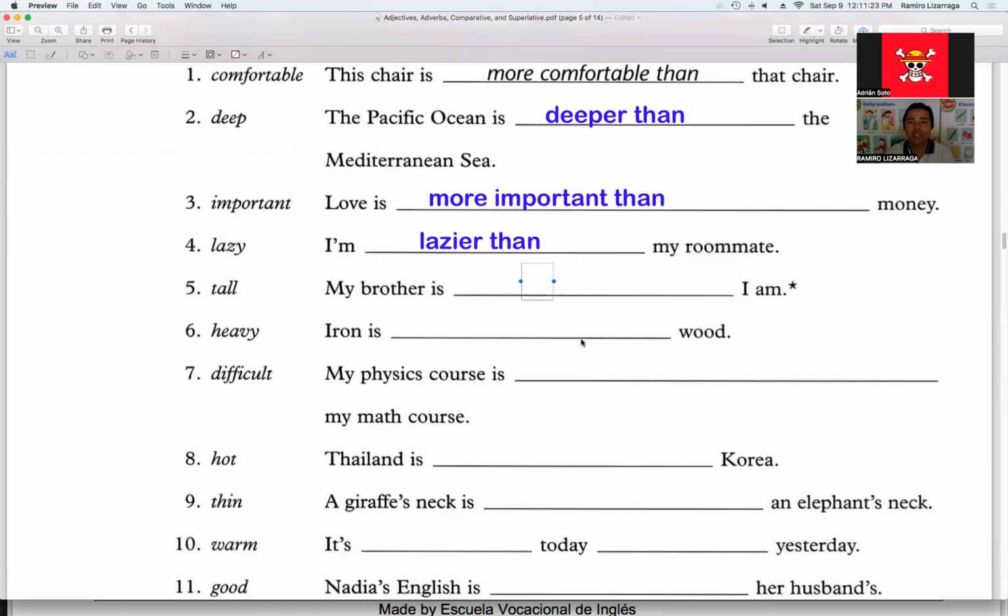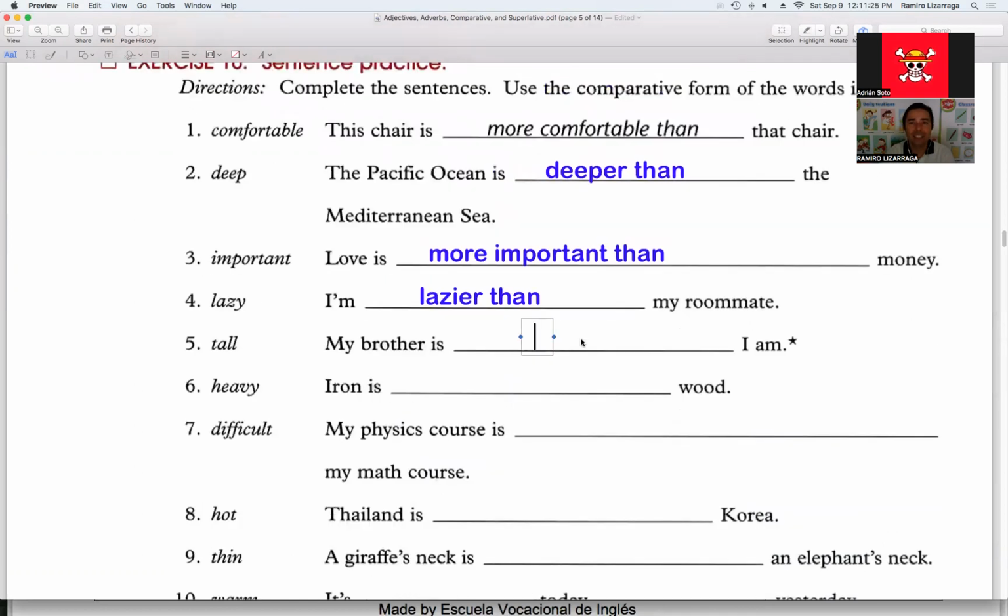Okay, I have Leslie and Ashley left. Who goes for the next one? Tall, 1 syllable. Go ahead, Ashley. Tall. One syllable. My brother is taller than I am. My brother is taller than I am.